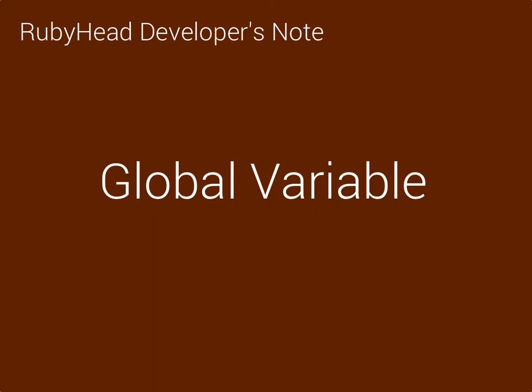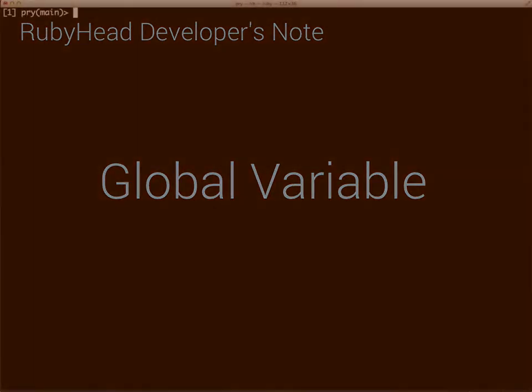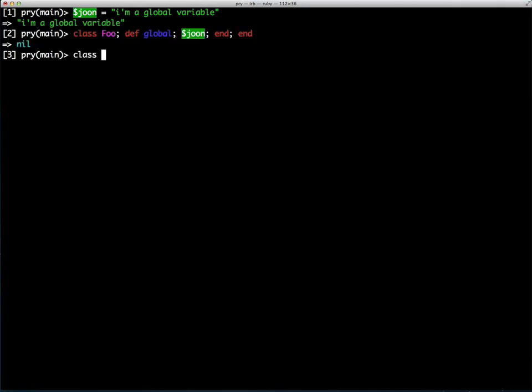Their name starts with the dollar sign, and the most popular global variable is the load path variable, which is dollar colon. By the way, it's covered in my other screencast, so check it out. Let's start by creating one and see where we can access it. And create two classes, the Foo and the Bar as always, that will access this variable in a method.